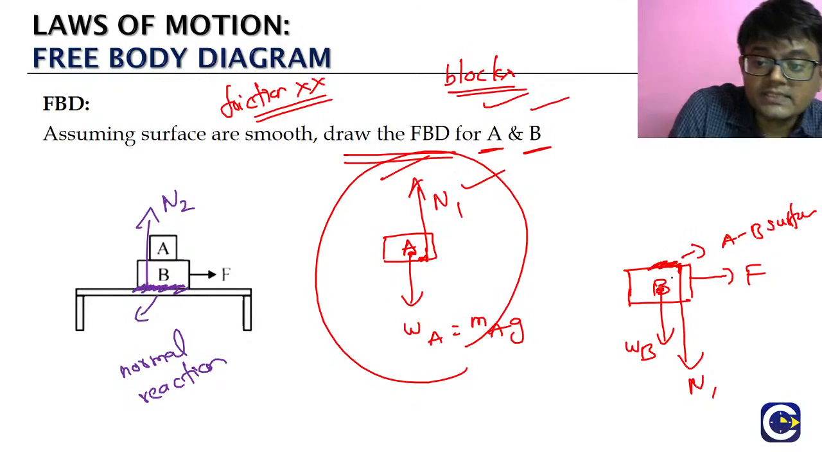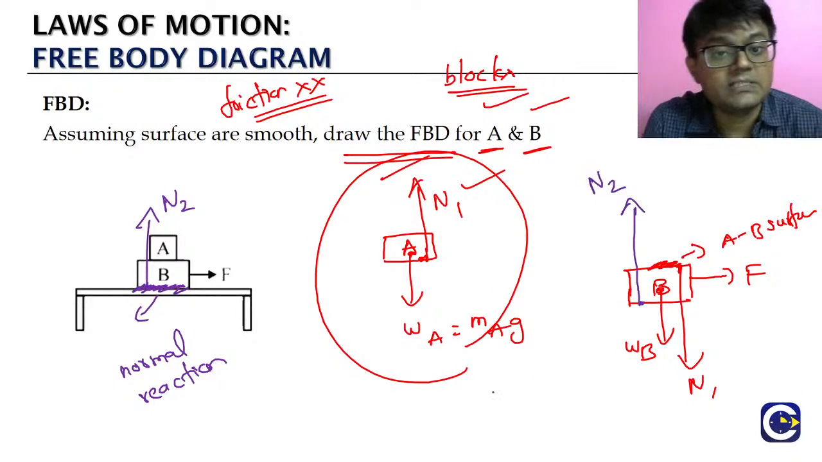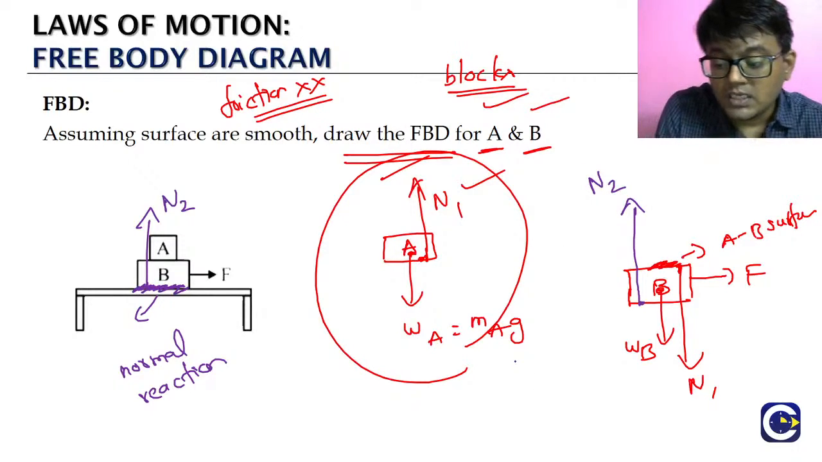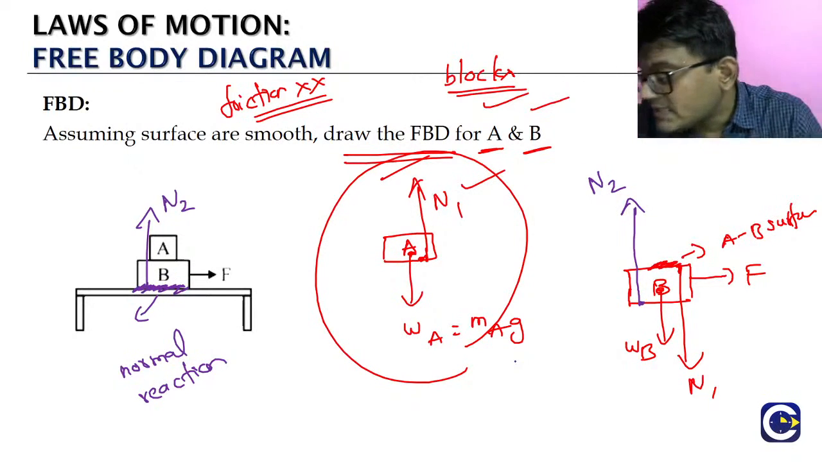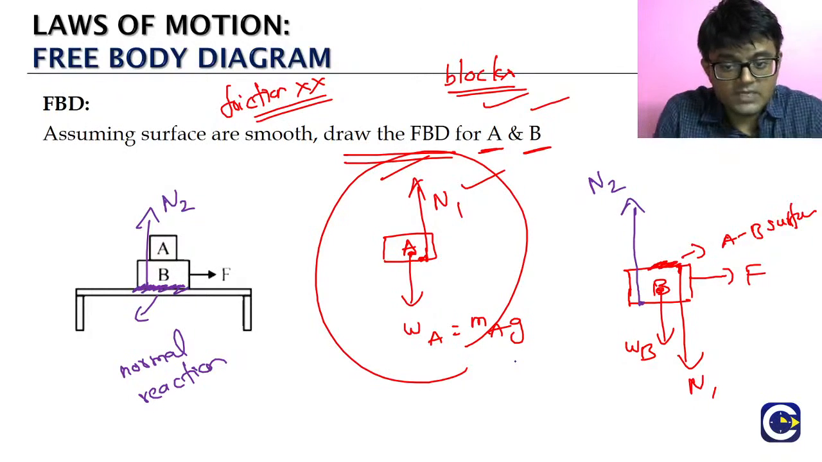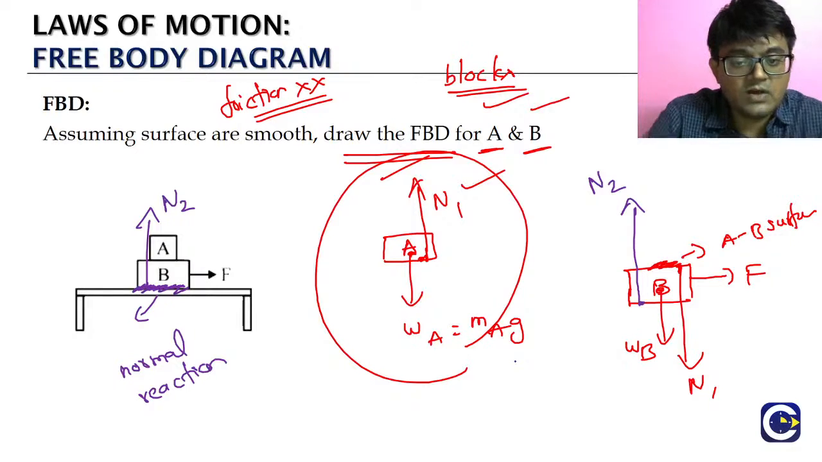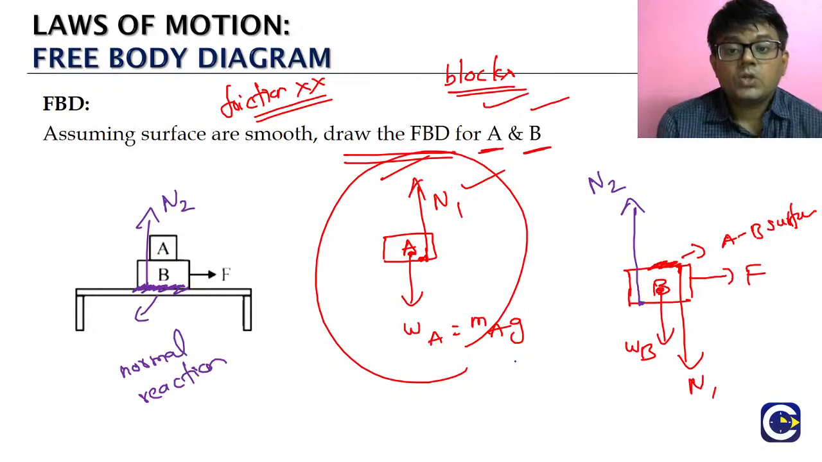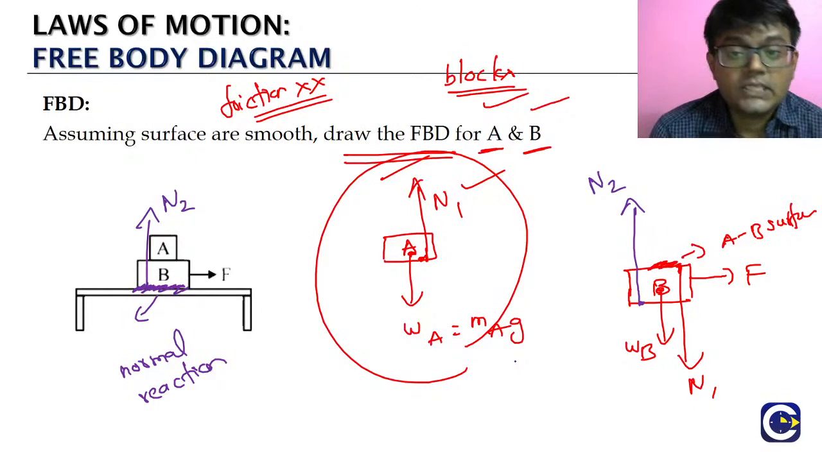So look at this. There will be one more force acting on the block B. So this is a different normal reaction. This is the normal reaction between the block B and the surface of the table. Between which two? The block B and the surface of the table. Between those two, this is a normal reaction. Okay? So this is the total number of forces acting on B.